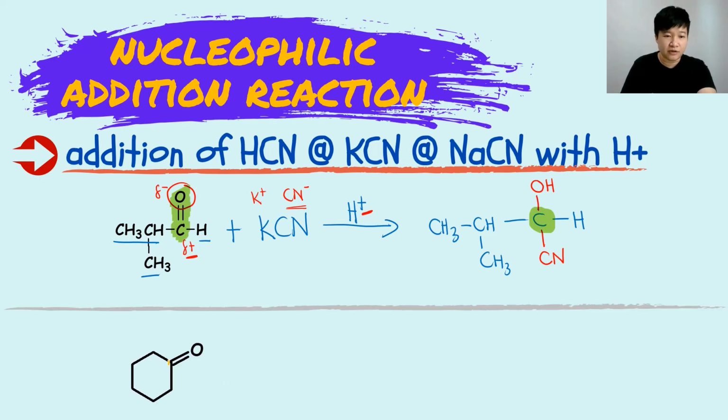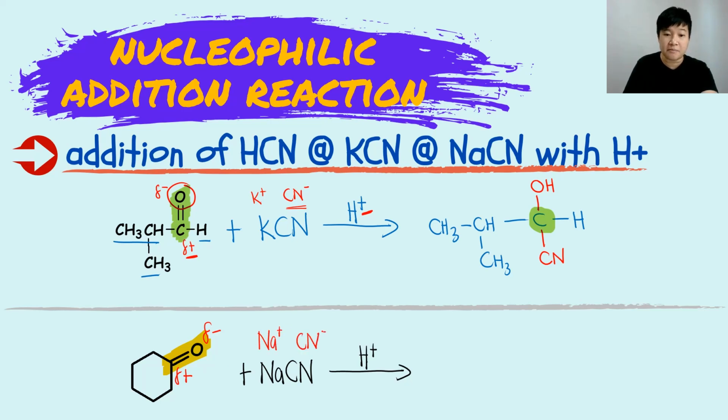Next example, you have a cyclic compound over here, same thing. We focus only on the carbon holding the C double bond O. Let's say I react with my NaCN over here in the presence of H+. And what happened, ladies and gentlemen? Oxygen is partially negative, carbon over here is partially positive. Na will become Na+, CN is your CN- that we are looking at.